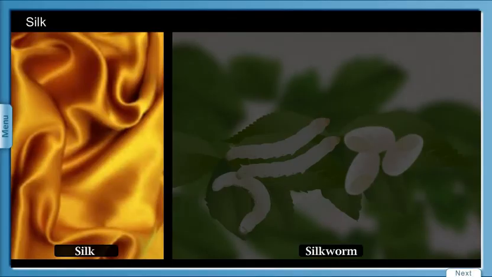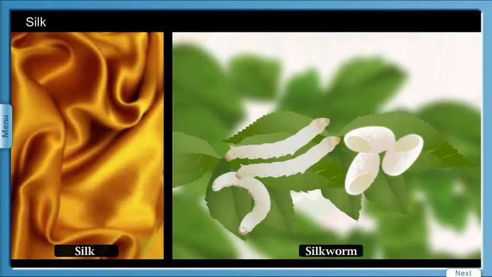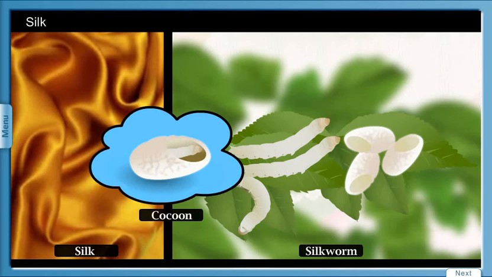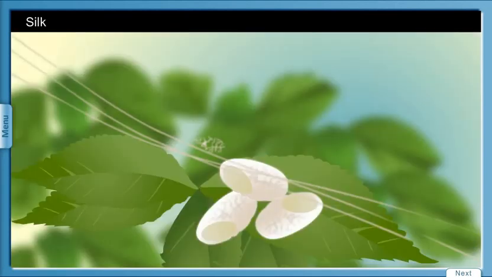Silk. Silk is insect fiber. It comes from the cocoon that the silkworm spins around itself. A single filament from a cocoon can be as long as 1600 meters. It is considered an animal fiber because it has a protein structure.